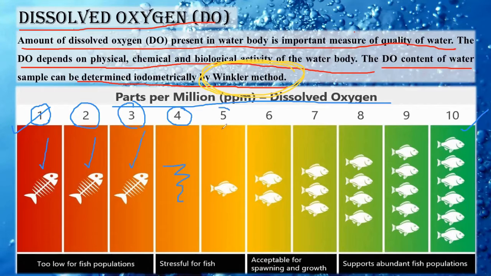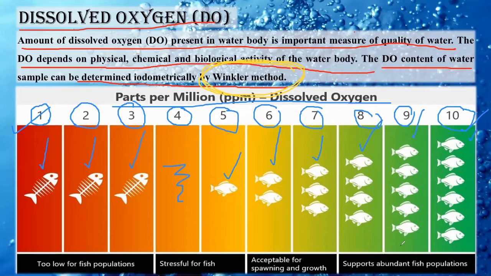If 5 parts per million is there, fishes will start, growth of fish will start. If 6, it is good. If 7, it is better. 8, it is excellent. 9 is outstanding. 10, it is best. Now what does it mean? Whenever the water quality has 1, 2 or 3 parts per million of dissolved oxygen, then what will we say?